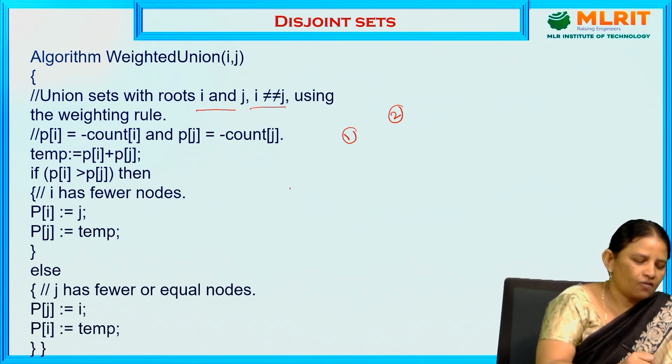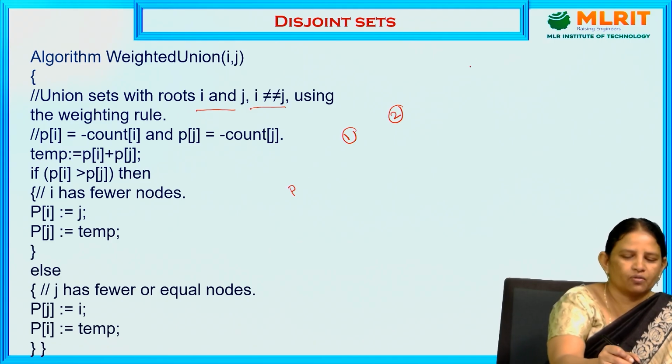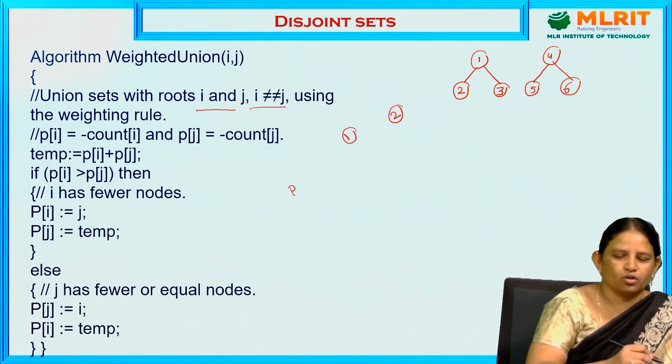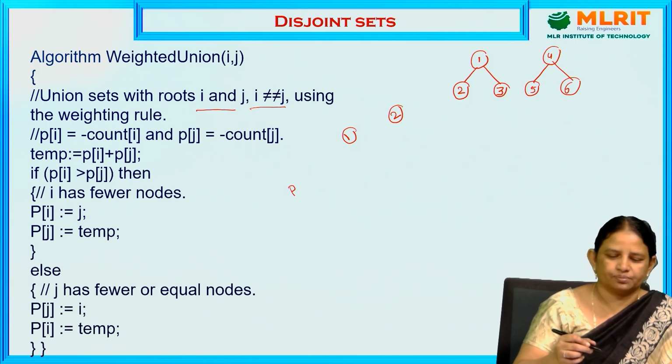So p of i, we need to perform. This is one tree structure: 1, 2, 3. This is the first tree. Again 4, 5, 6. This is the second tree. How to perform the union operation?